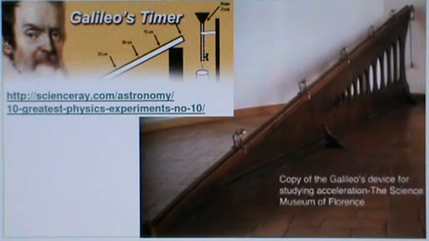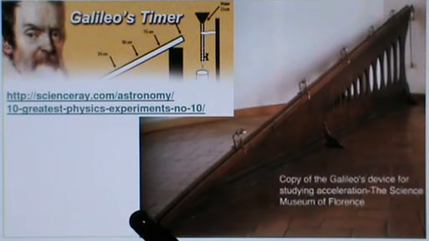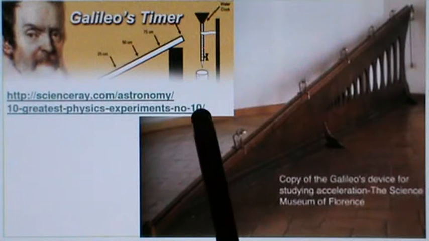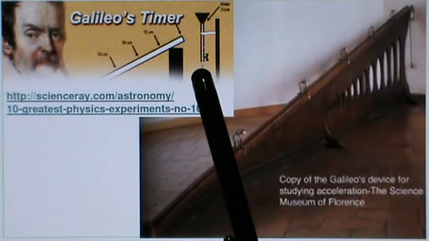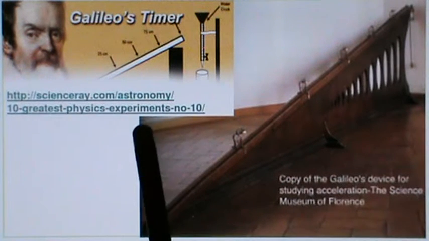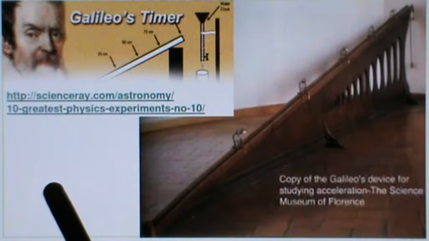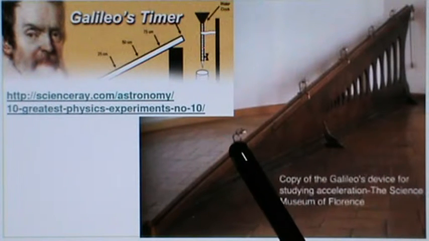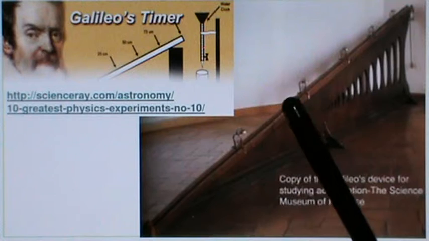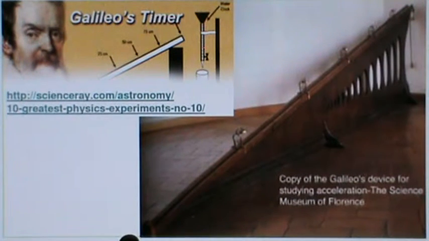This is the inclined track used by Galileo to study the accelerated motion of an object, and he measured the traveling time using a water clock like this. You can see the detail of this experiment from this website. So he dropped an object from these points and then he measured the time by the water clock.